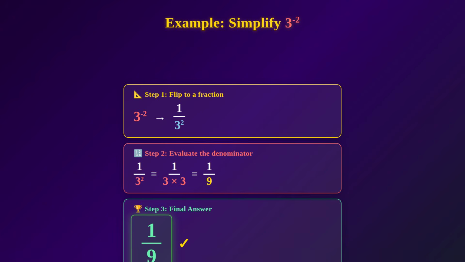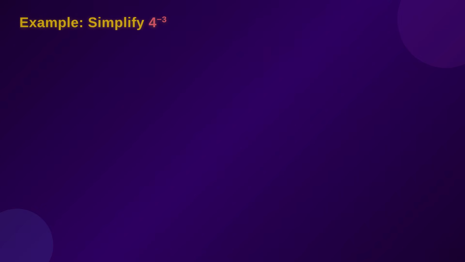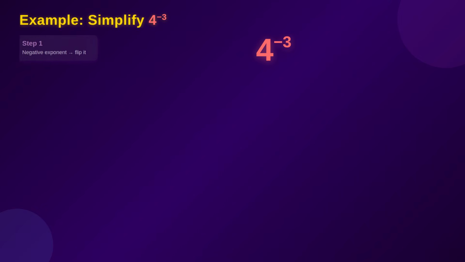Step 3, write the final answer, 1 over 9. That's it. 3 to the -2 equals 1/9. The answer is positive. Remember, negative exponent just means fraction, not a negative number. Ready for a slightly trickier one?